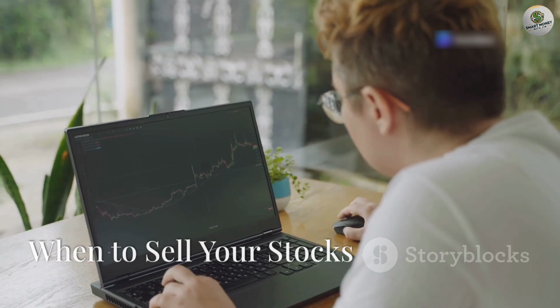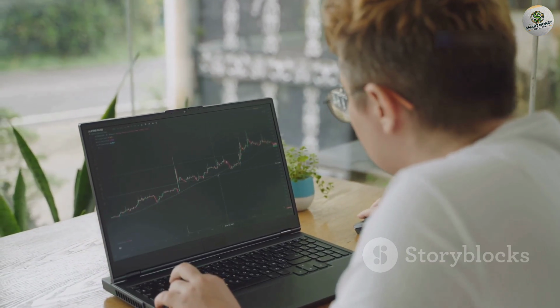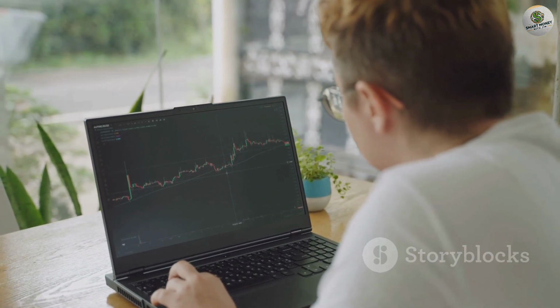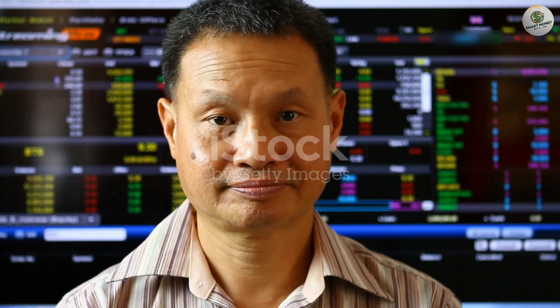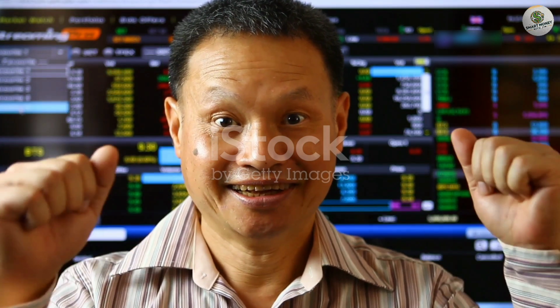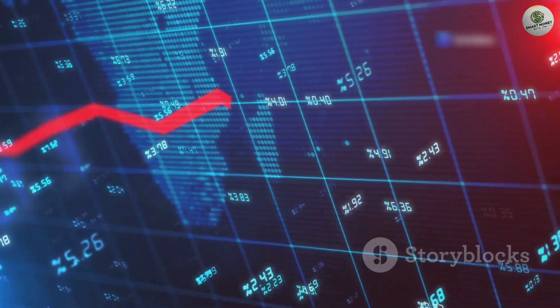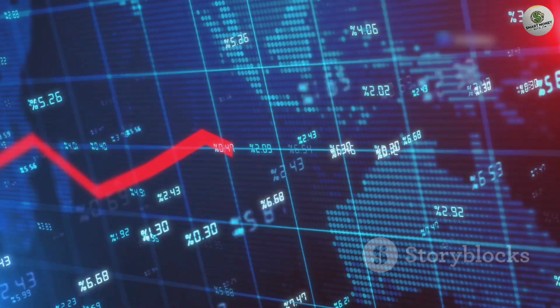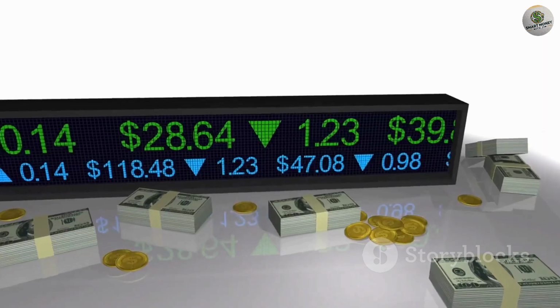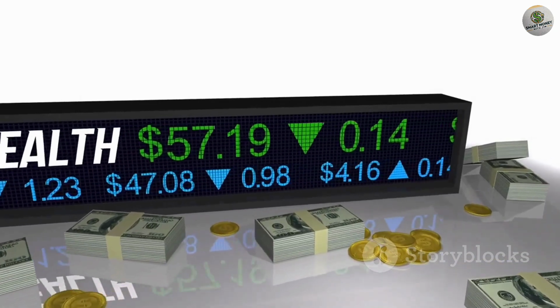Chapter 5. Buying stocks is half the battle, knowing when to sell is where the real money is made. First, if you've hit your financial goals, it might be time to cash in some chips. If a stock has skyrocketed and helped you reach your target, don't be afraid to take some profits off the table. Remember, nobody ever went broke taking a profit.